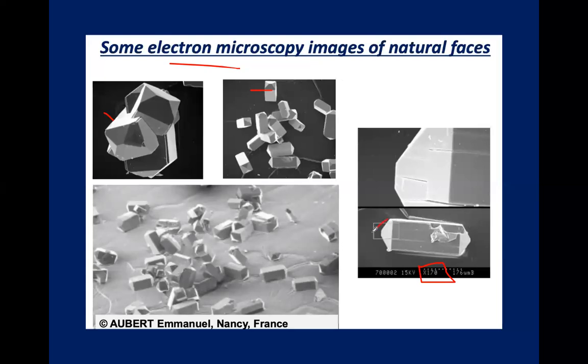For example, here you can see one face and another one here, right? So the angle between these two faces we call the interfacial angle. It's a constant for this particular mineral. This was not known at the very beginning.